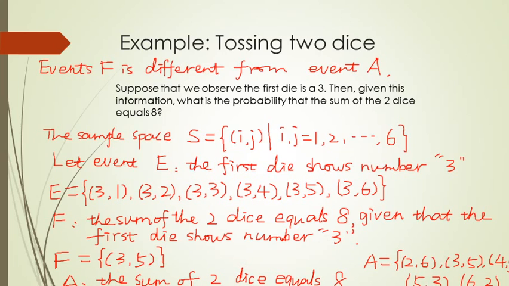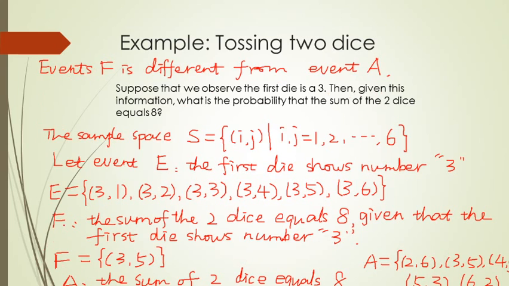Now I define another event A. A is the sum of two dice equals 8. So out of the 36 outcomes, the event A will be 2,6, 3,5, 4,4, 5,3, 6,2. So we will totally have 5 different outcomes, right? So try to tell the difference between event F and event A. Event F is different from event A.